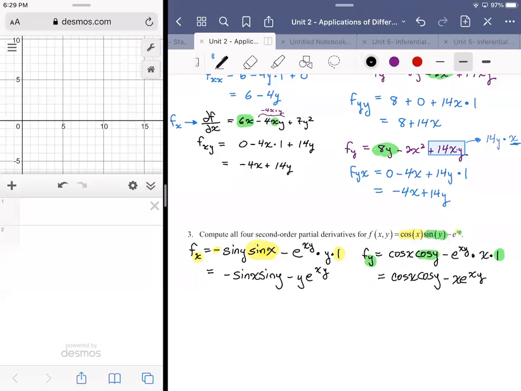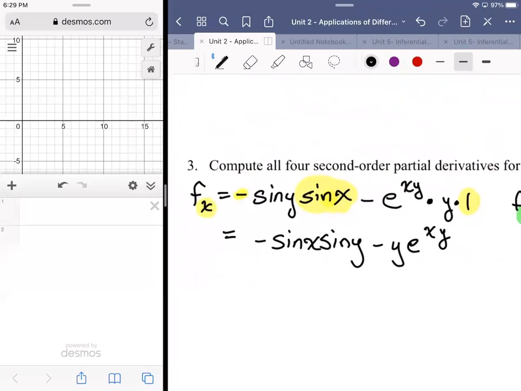So that's great news, because what that tells me is that my mixed second order partial is going to be the same, whether it's f sub xy or f sub yx. So when it says compute all 4 second order partials, I really only need 3. In the grand scheme of things, it's still a ton of work, but maybe it's not as bad. So f sub xx.